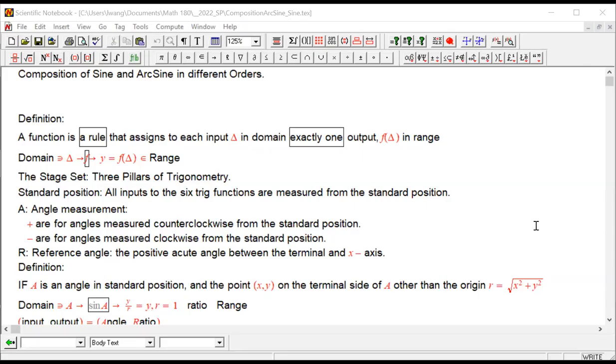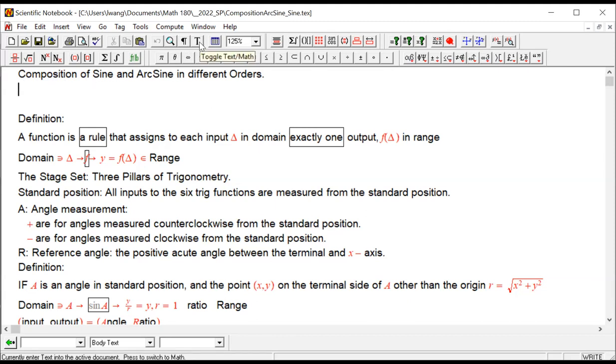Hello, in this lesson, we're going to talk about composition of sine and arc sine in different orders. We can compose any two functions or any three functions, or have one or two functions composed in different ways, different orders. In this study, we're going to talk about composition between sine and arc sine in different order.